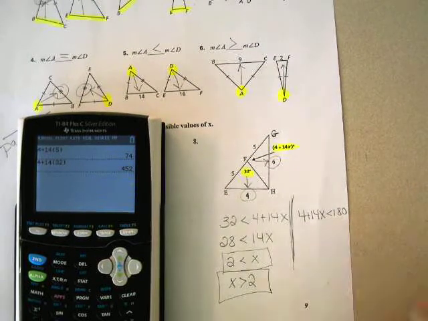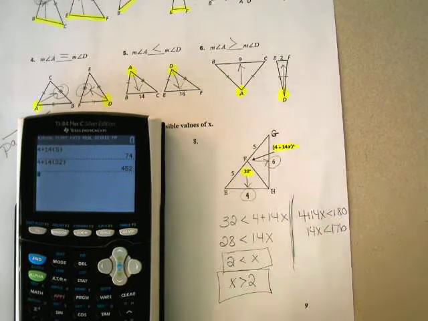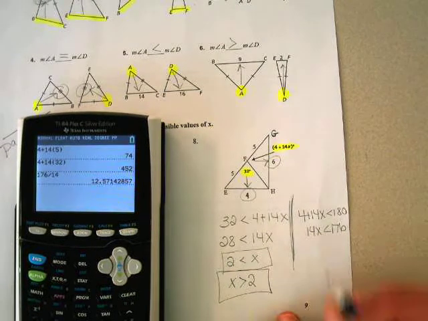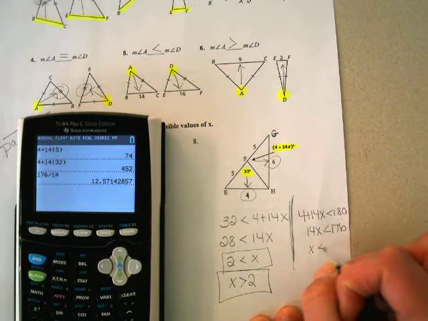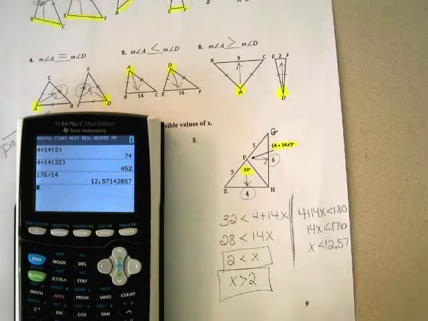Let me quickly solve this. 14x = 176. What's 176 divided by 14? Ooh, not a very nice number. I'm going to round, because I don't really think in fourth hour math class rounding that off is going to make a big deal.